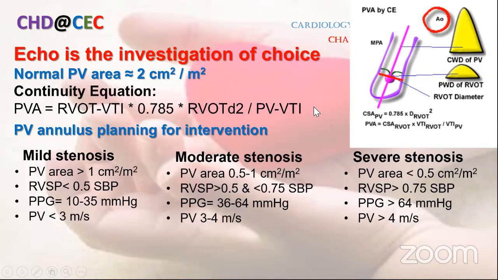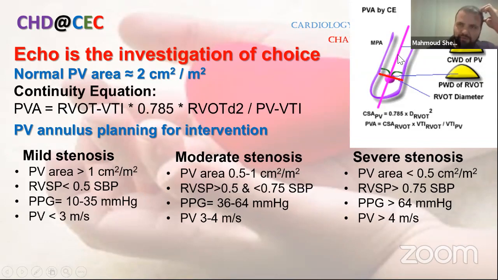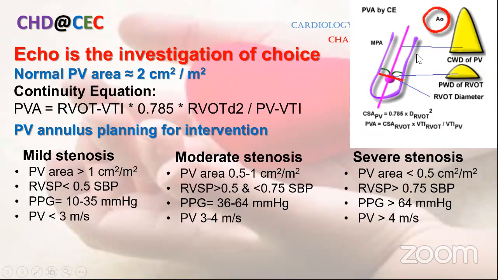And also, for colleagues like me who are not very good at echo, simply the continuity equation is that the amount of flow in the RVOT should be equal to the amount of flow through the valve itself, and the flow is the area times the velocity. So if you get the area of the RVOT and the velocity of blood there, and then you know the velocity of the blood across the valve, then you get the valve area. This is very simplified for those who are like me.